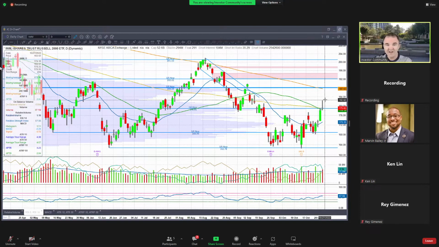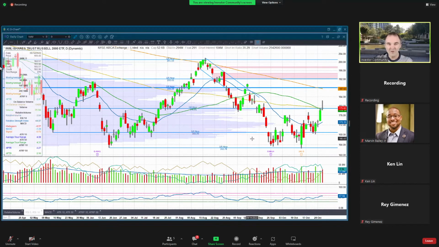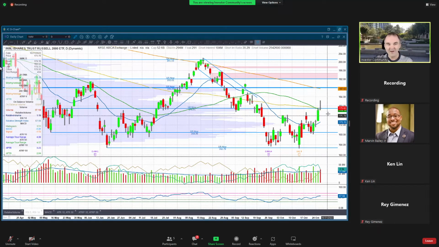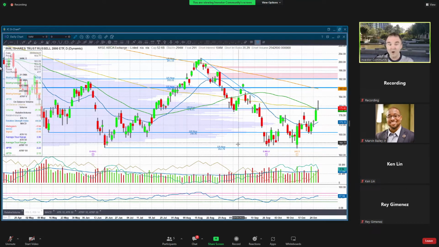But again, this is not a pretty candle here, but at least it closed right at support, right at these moving averages. So we can still be hopeful about this. But again, it looks like we're going to be consolidating a little bit in this area, unless we get some more good news tomorrow.